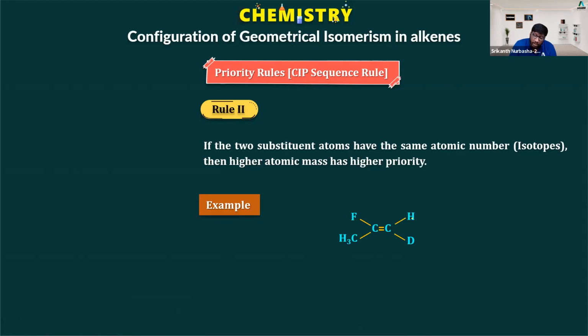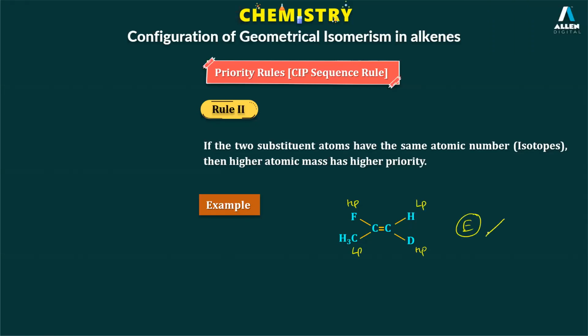Example, carbon-carbon double bond, hydrogen and deuterium are there on one carbon, and methyl and fluorine on the other. Carbon and fluorine, which has high priority? Fluorine. Fluorine high priority, carbon low priority. Deuterium and hydrogen: deuterium will be high priority, hydrogen will be low priority based on atomic mass. So it will be E.